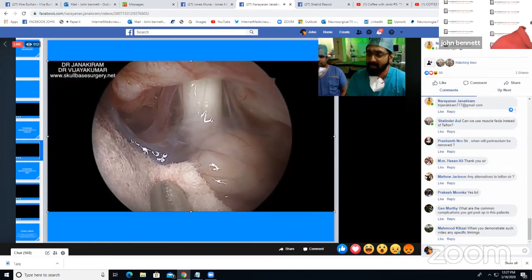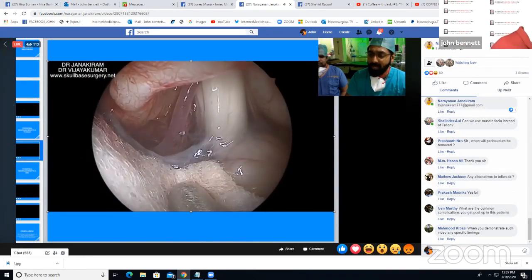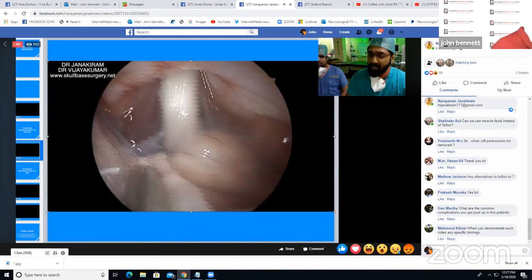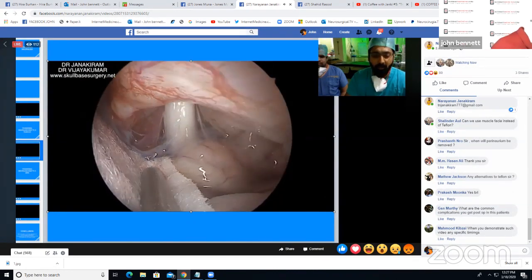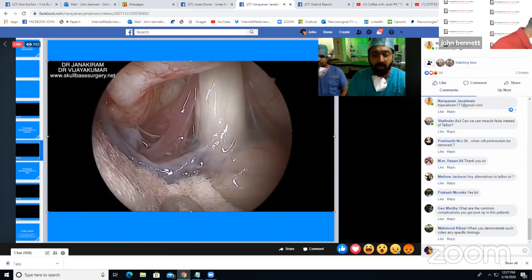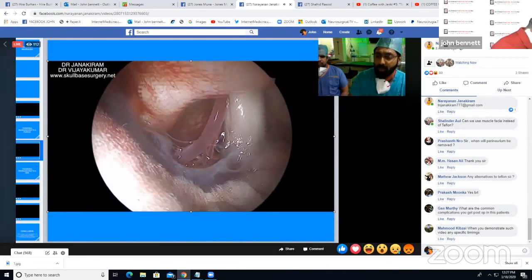You see here, there is hyperostosis. Now that's the seventh nerve, that's the endoscopic view, 7-8 nerve. And that is actually the corridor for the fifth nerve. That's the flocculus, you can see that very clearly. Yes, Matthew Jackson, we can use fat. We can use fat, we can use gel foam.